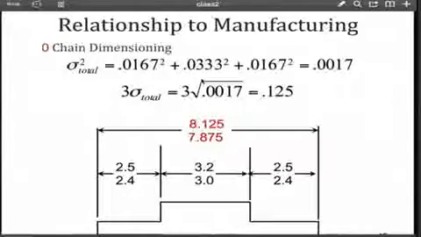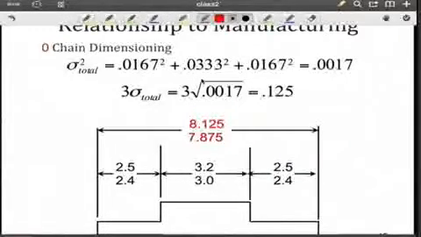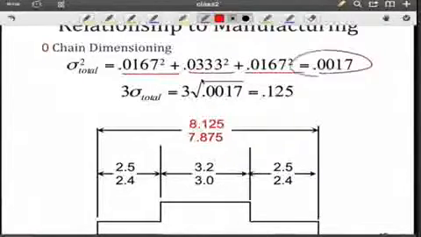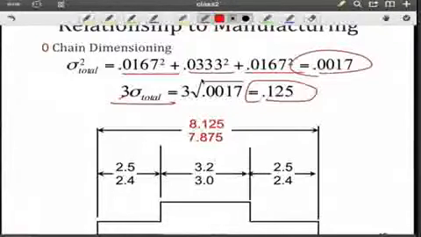So then when we solve for our sigma squared total, we just square everything, add it up, and now we come up with our variance. Take the square root of that times 3, and we end up with 0.125. So it's 8 plus 0.125, 8 minus 0.125. Note here that our value is significantly different than the worst case scenario, hence the term worst case scenario.